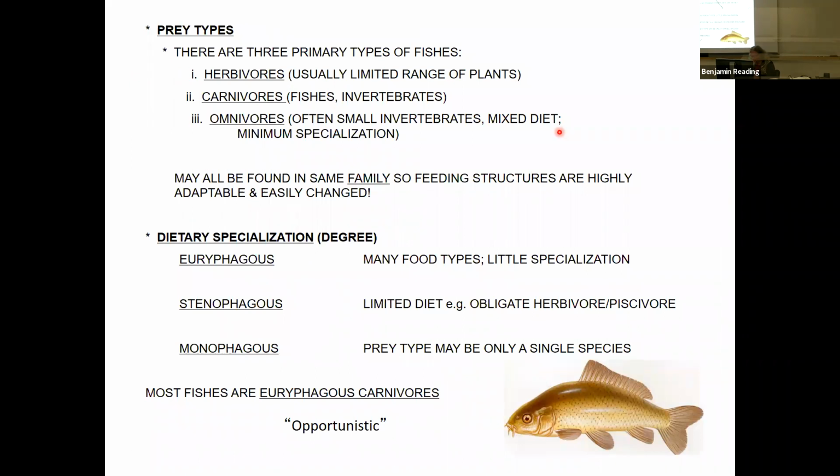Now, when we look at overall diet strategies of fishes, there are a couple different key features here. Again, this is a lot of review from Intro to Biology. There are 3 primary types of fishes. There are herbivores, usually limited to a range of plants. And again, they could be marine, freshwater, estuary.